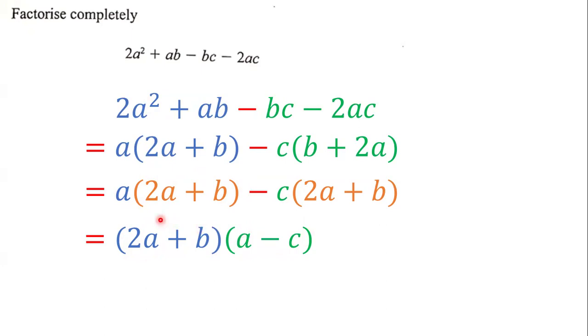And so what we have here is 2a plus b, that's what we factored out. And what we have left is a and negative c. And so what we have here is 2a plus b multiplied by a minus c. And this is our answer. This is the factorized form of the expression that we have above.